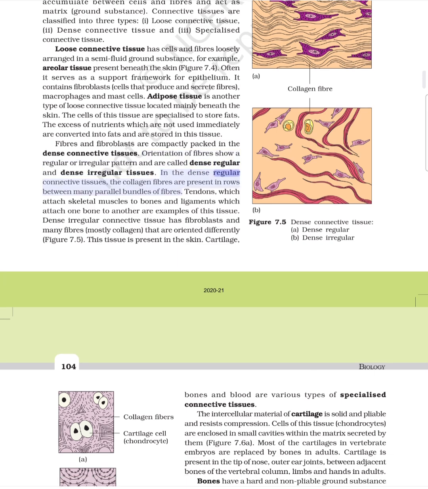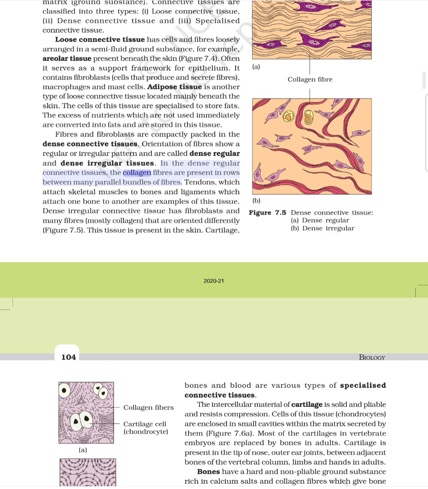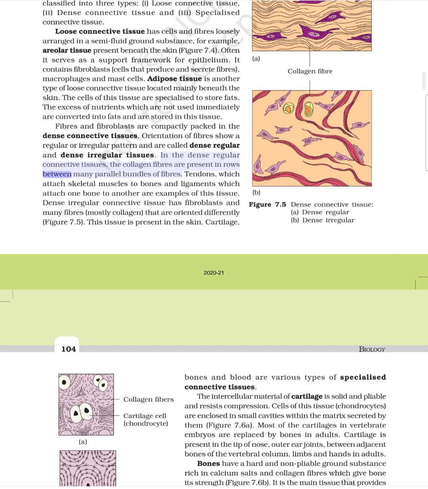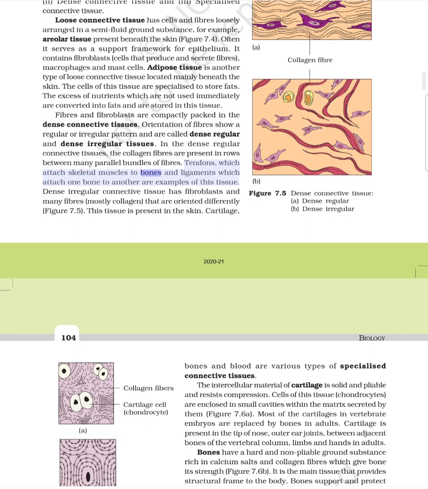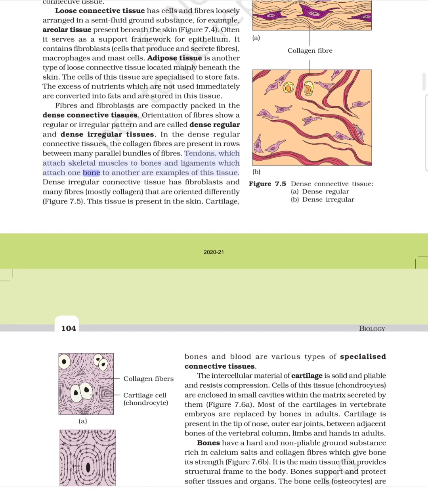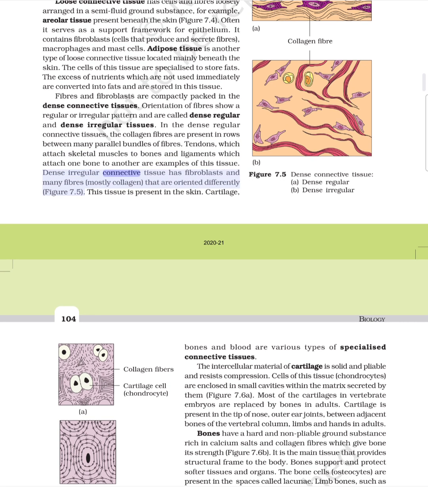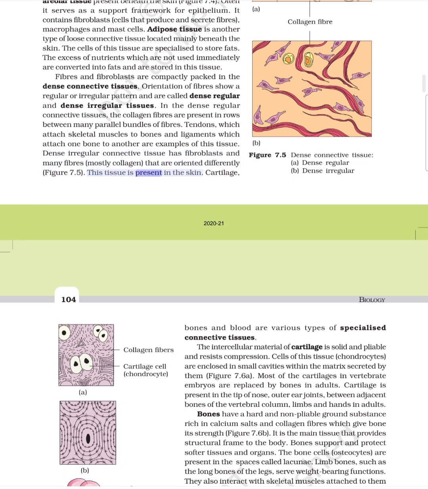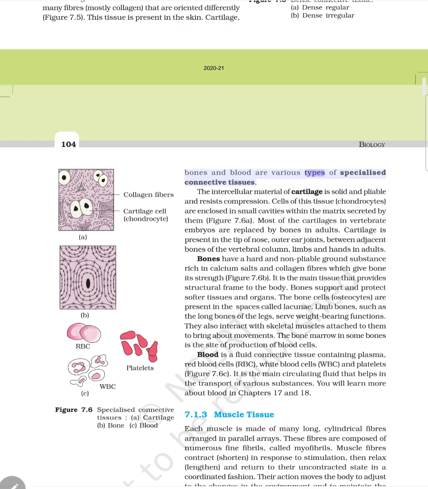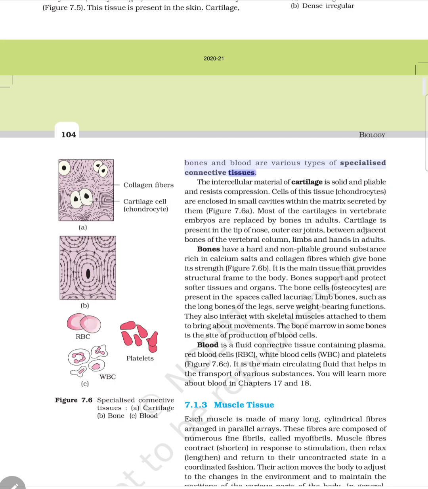In the dense regular connective tissues, the collagen fibers are present in rows between many parallel bundles of fibers. Tendons, which attach skeletal muscles to bones, and ligaments, which attach one bone to another, are examples of this tissue. Dense irregular connective tissue has fibroblasts and many fibers that are oriented differently. This tissue is present in the skin. Cartilage and blood are various types of specialized connective tissues.